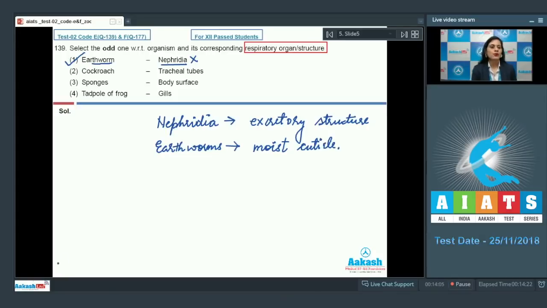Let's discuss other options also. Second option is cockroach, which is an insect and it respires through tracheal tubes, and this is a correct option. Option number 3 is sponges, poriferans. They respire through their general body surface, and this is a correct option. The last option is tadpole of frog, and its corresponding respiratory organ are gills, and this is a correct option because this tadpole, which is aquatic, respires through gills. So the correct answer for this question is option number 1. Let's move on to the next question.